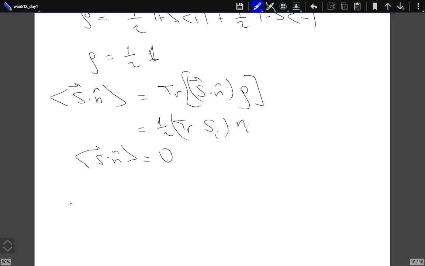Now, let's look at S dot x hat in my state. Well, let me write it this way. You see, initially, I said, sorry, our guess was this one, 1 over square root of 2, plus minus.